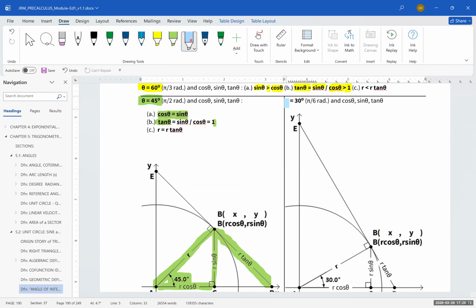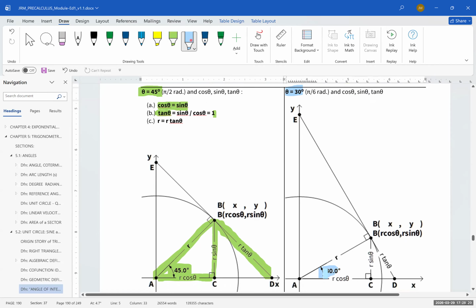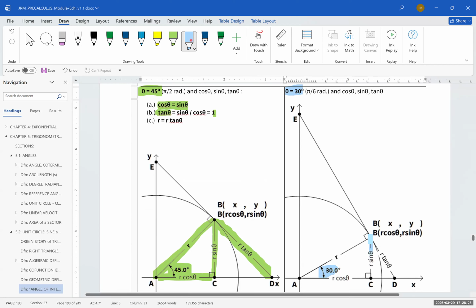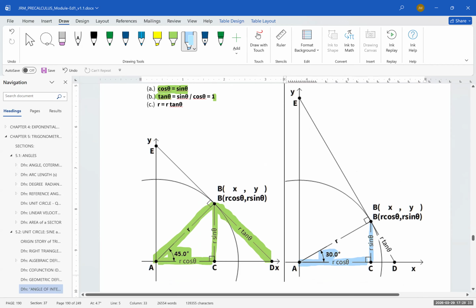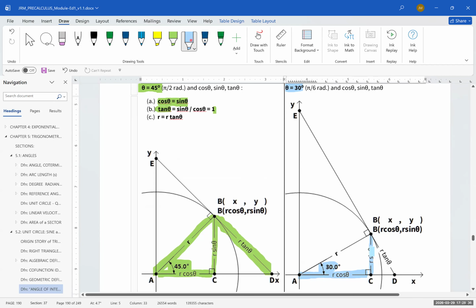And then if we look at theta getting even smaller, so at 30 degrees, here our angle of interest is 30 degrees. And now you can see that sine theta is getting shorter, but cosine theta is getting larger. And since sine theta is going down, the value of tangent is going down. And so the length of this segment on this tangent line will be less than our radius.